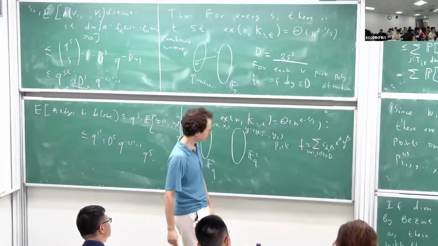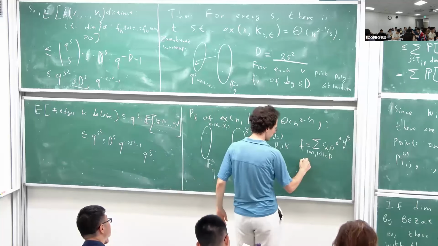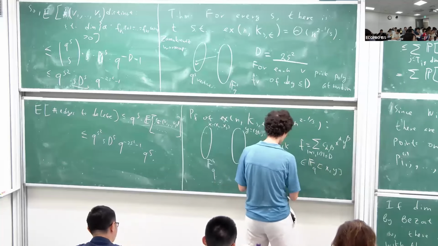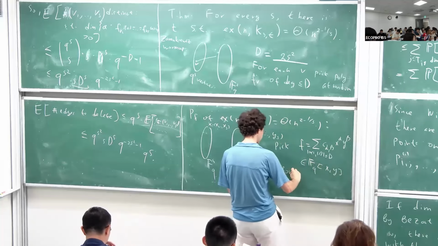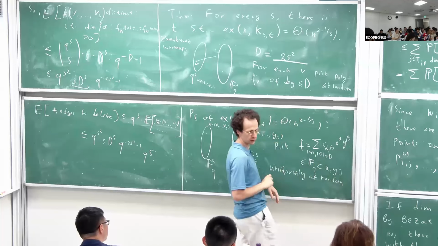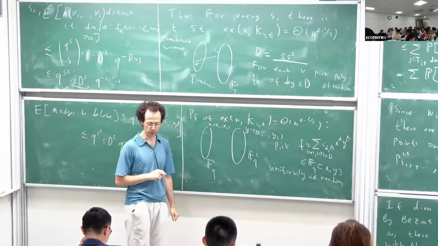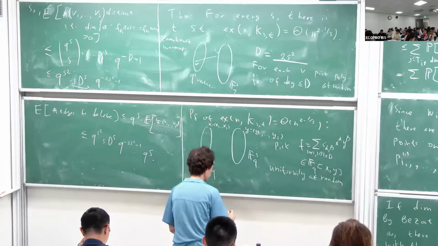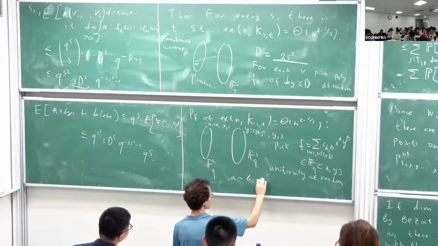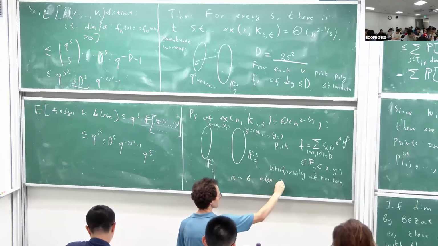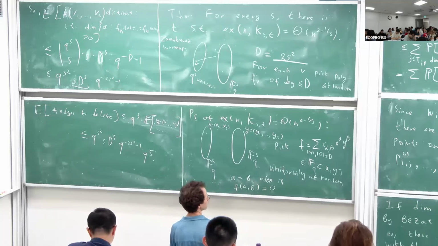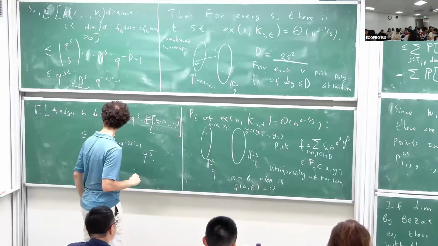And again, I'm going to pick this uniformly at random, by just picking each of the coefficients uniformly at random. And I'm going to define the edges. So A is connected to B, an edge, if this polynomial vanishes at A comma B. So this is my new graph.